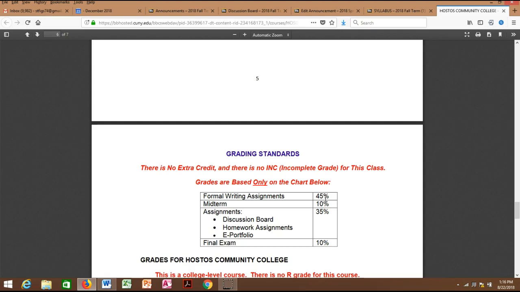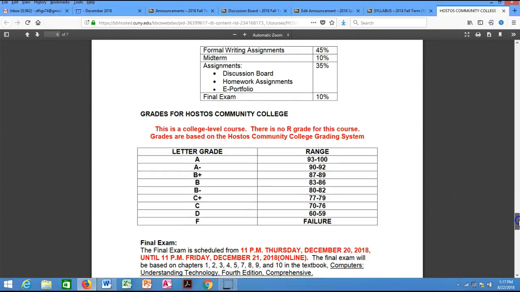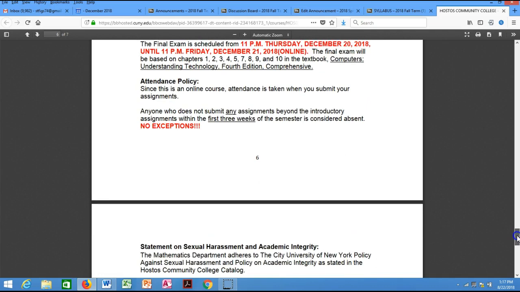All right, so that's 45% of your grade is based on the formal writing assignment. And that's only 2 of them. There are some others that I showed you, but those are the most important. The others will add to that formal assignment. You'll have an e-portfolio to complete. These are the grades. There's no R grade. This is a college level class. The date for the final exam, and I'll go over that in a minute.